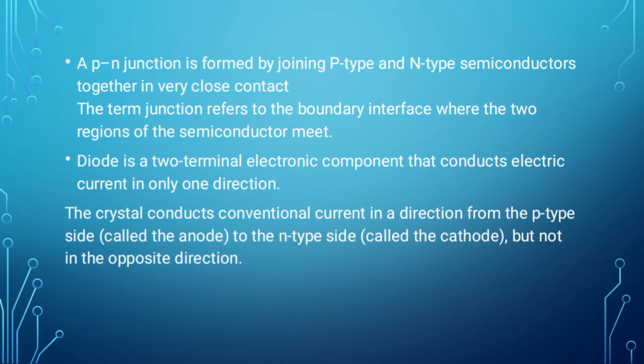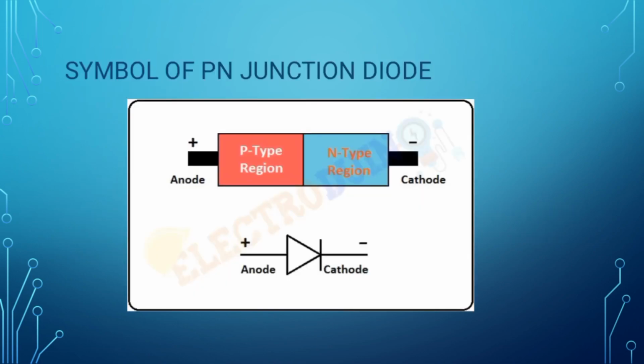The crystal conducts conventional current in a direction from the p-type side, called the anode, to the n-type side, called the cathode, but not in the opposite direction. The symbol of the PN junction diode is shown in the PPT.